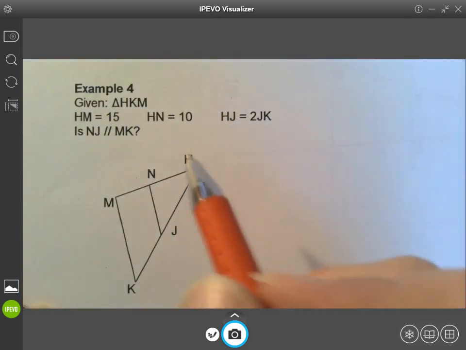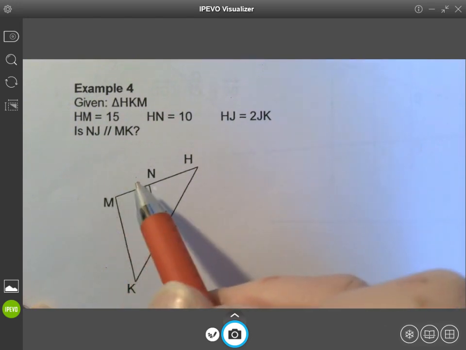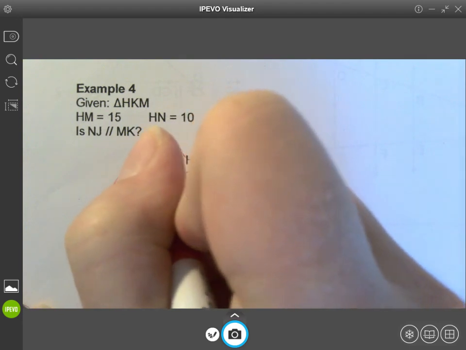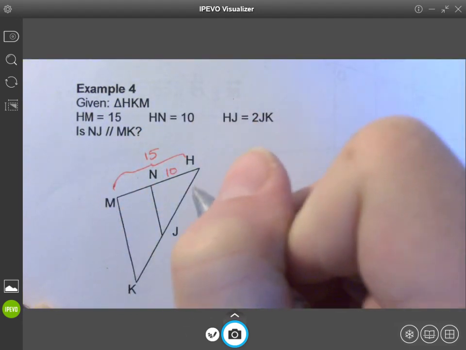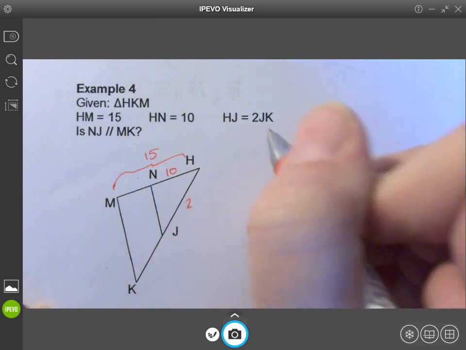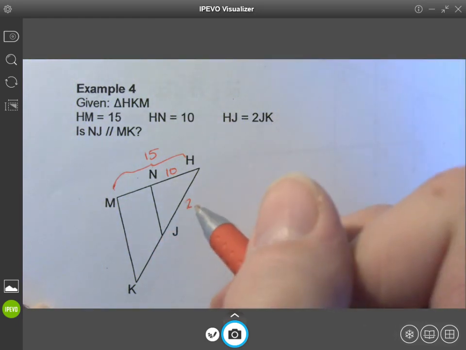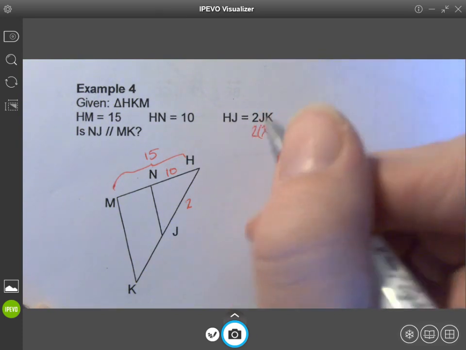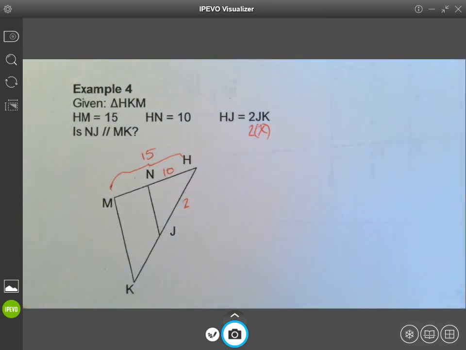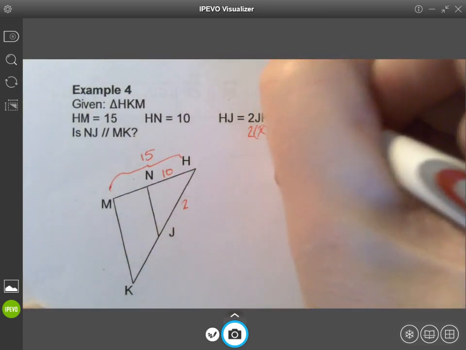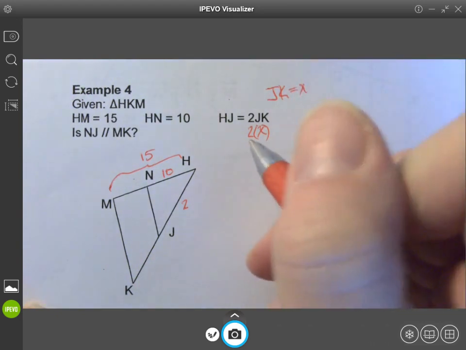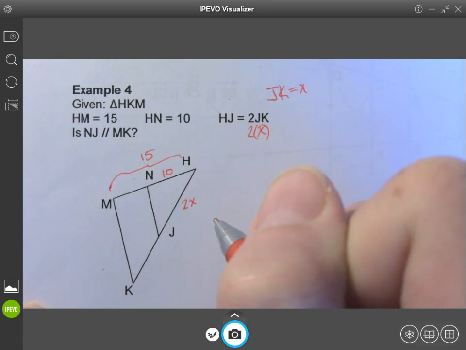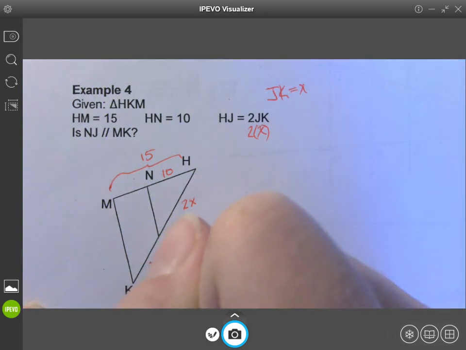Okay, so look at example 4. They're giving you the big triangle, HKM, and it says HM is 15. So that's the whole side. Be careful with that. HN is 10. HJ is 2 times JK. I don't want to write 2JK, so I'm going to call JK X. So JK itself is equal to X. So 2X is HJ, and JK would be X.